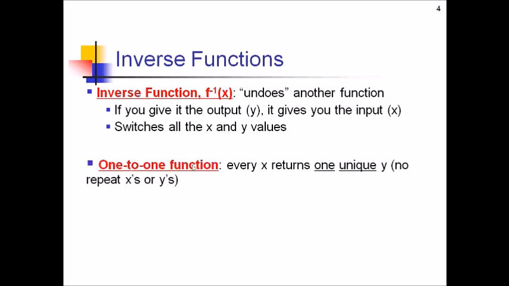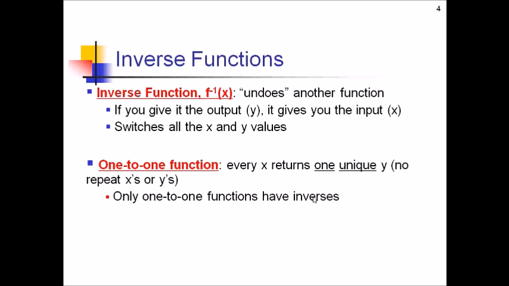Now, a one-to-one function is a function where every x value is giving you only one y value, so you don't have any repeat x's and y's. For example, with the cell phone, if you plug in somebody's name, two different names are not going to give you the same number, at least if you've only entered one number for every single name. Only one-to-one functions can have inverses.